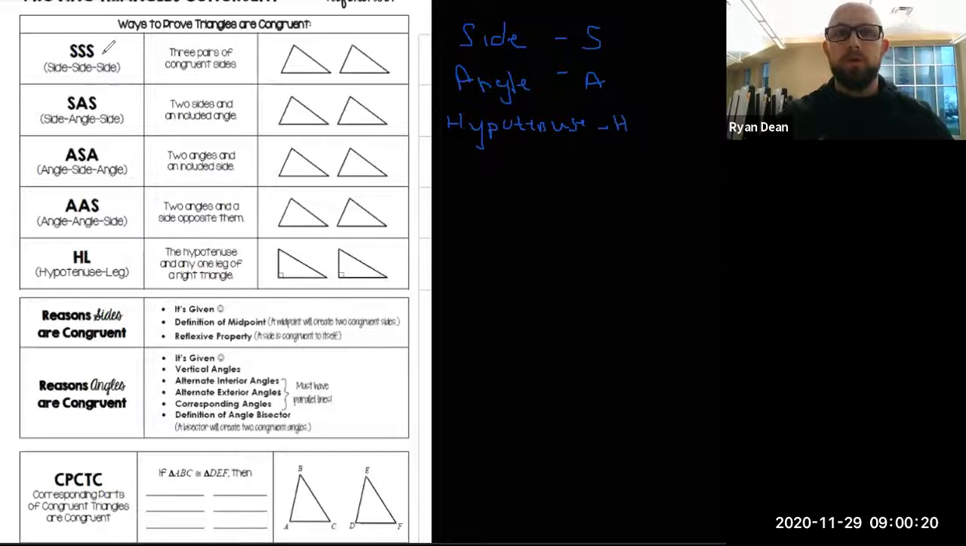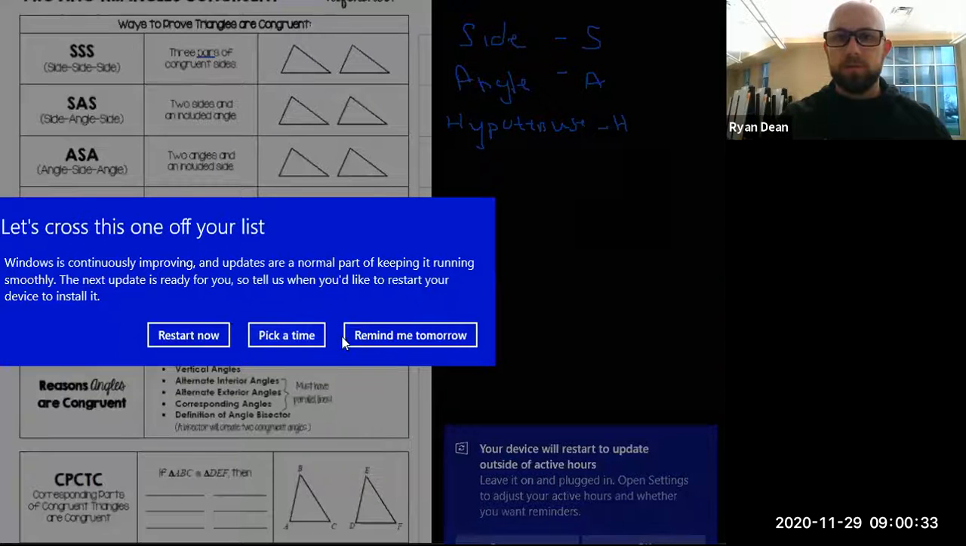Okay, so this first one here, SSS, what we have when we're proving triangles are congruent this way are 3 parts.